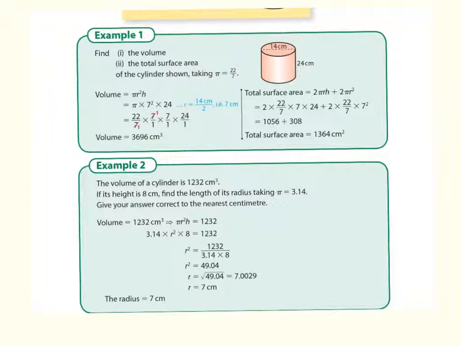Okay, so we can sub in pi, 7, because the radius would be 7 instead of r, and h is 24. And we can multiply it together there, and we get 3696. We were told pi, of course, was 22/7.